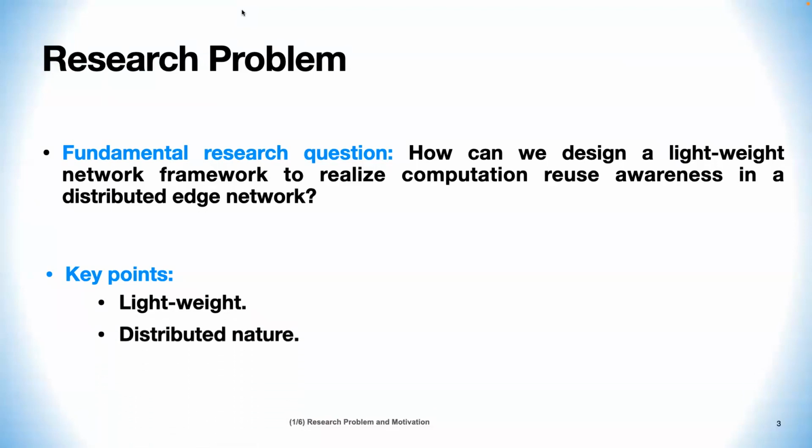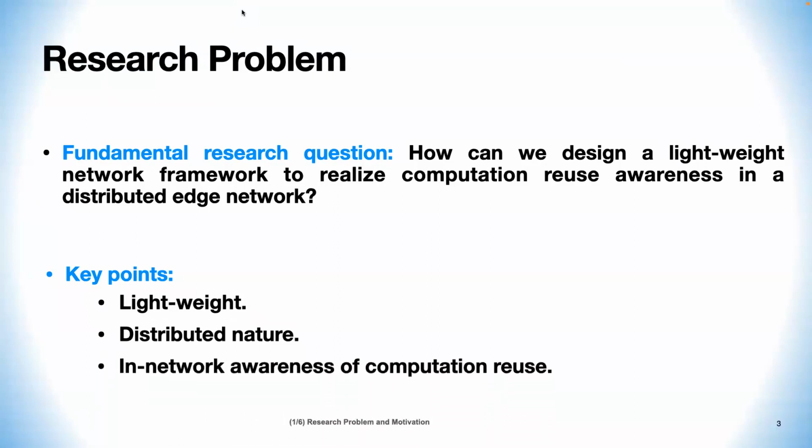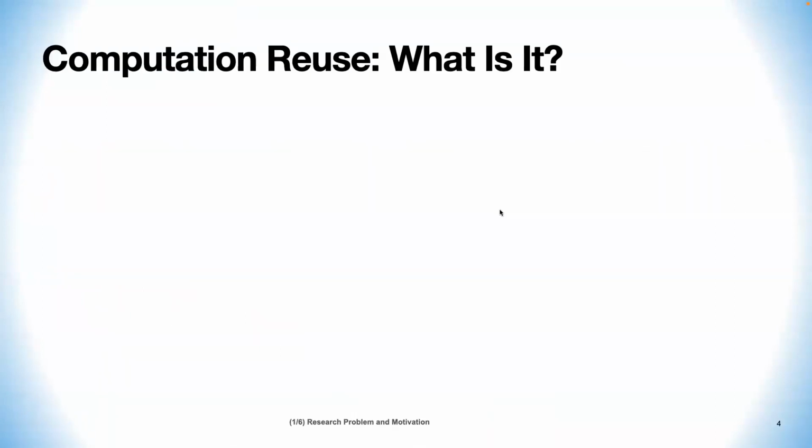The second one is distributed nature. That means because of fault tolerance, high reliability, better load balancing, or some other reason, there will be multiple servers that provide the same service. And the last one is in-network awareness of computation reuse. That means since there will be multiple servers, where should a task be forwarded to maximize the chance of computation reuse?